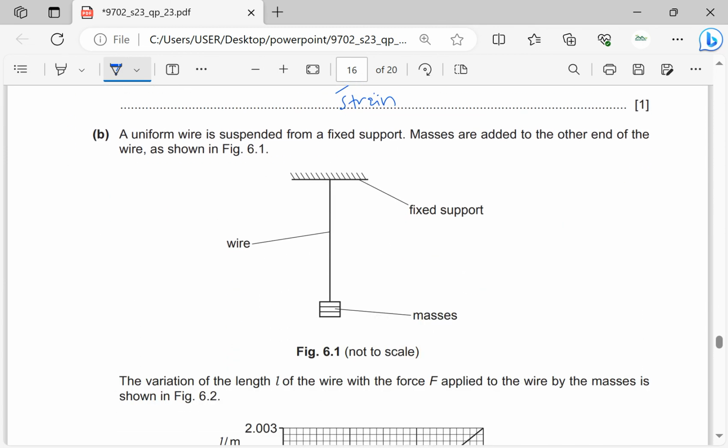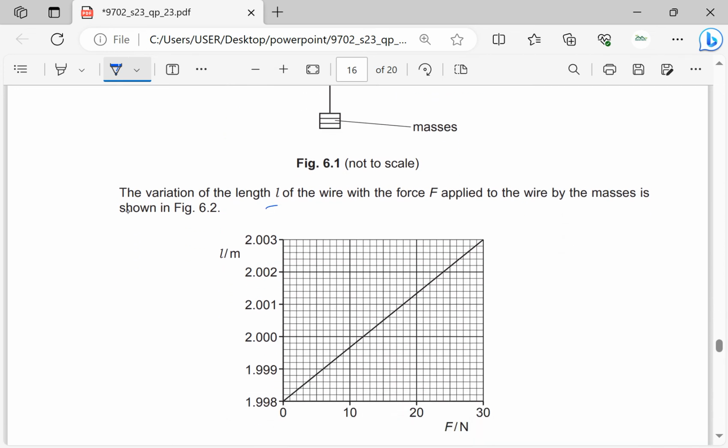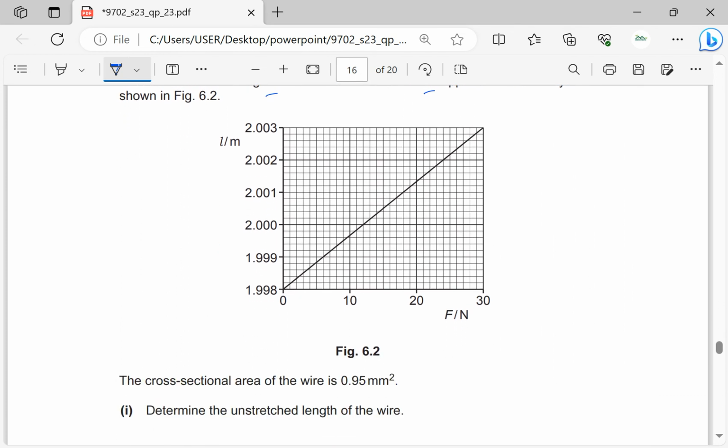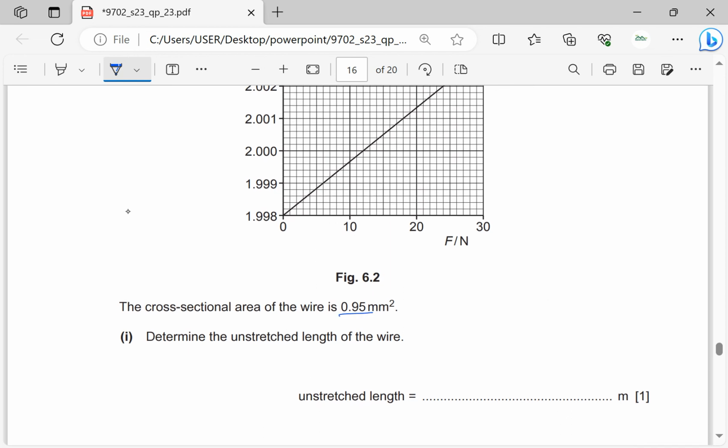A uniform wire is suspended from a fixed support. Masses are added to the other end of the wire as shown in the figure. The variation of the length L of the wire with the force F applied to the wire by the masses is shown in the figure. So L against F. The cross-sectional area of the wire is 0.95 millimeters squared. Determine the unstretched length. So when force equals 0, then L is going to be the unstretched length.